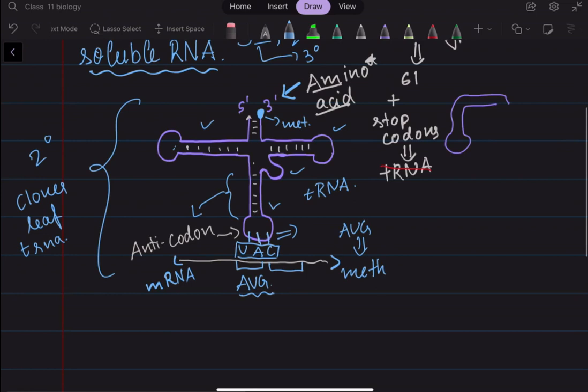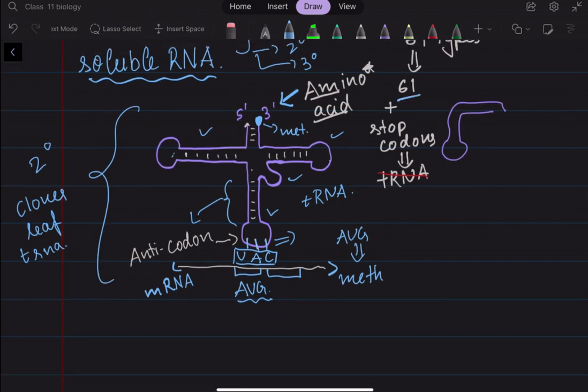Like this, 61 types of tRNAs with different 61 codons are there for amino acids.